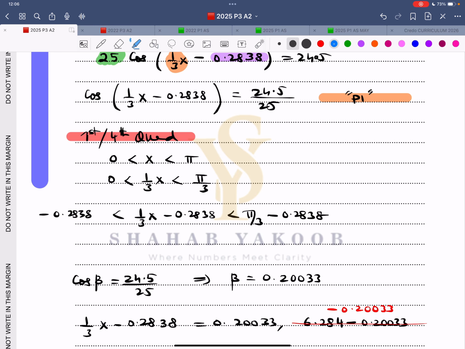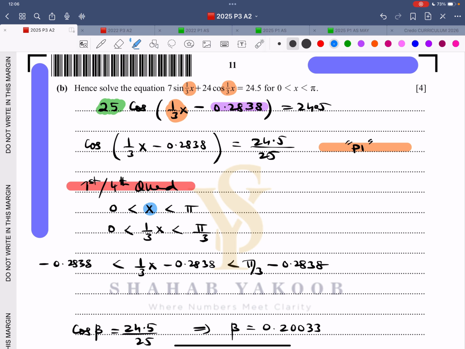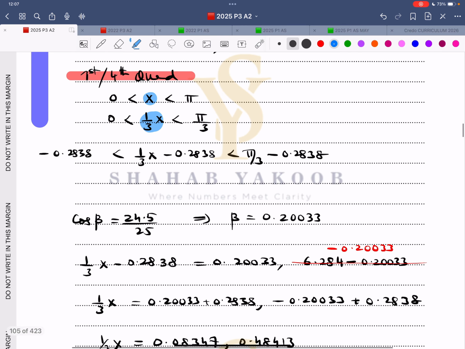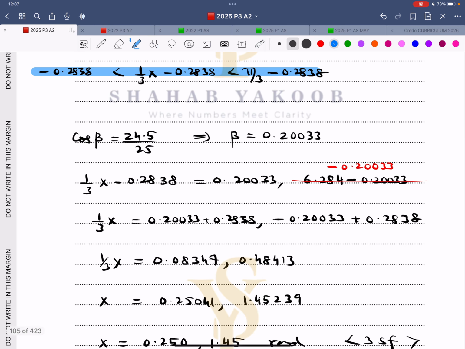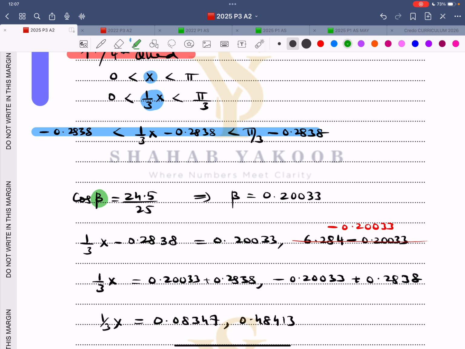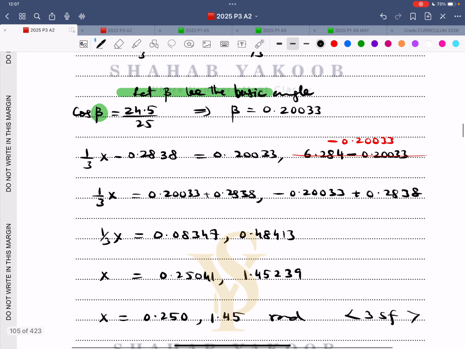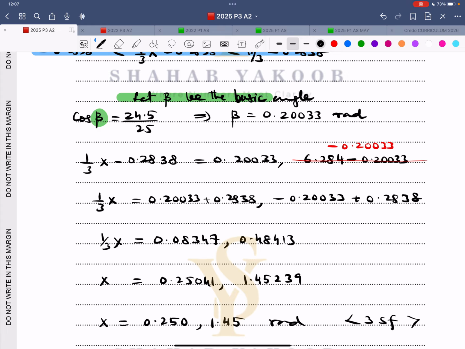The second step, modification of range, x lies between 0 and pi. 1/3 x lies between 0 and 1/3 pi. And this is the final thing. 1/3 x minus 0.2838 lies between these two values. Now the third step, that is calculation of the basic angle. Yes, you should write the statement. It's a good idea. Let beta be the basic angle. Usually I use the symbol alpha, but that was already taken care of. And what is the basic angle? That's the acute angle with the x-axis. So now beta comes out to be this much radians.